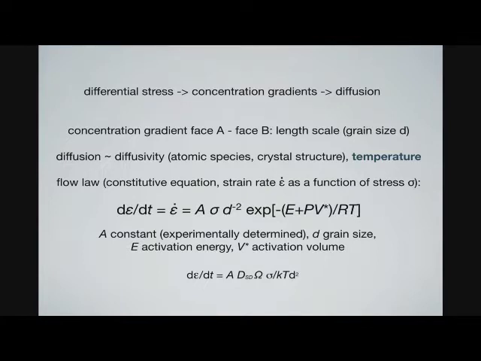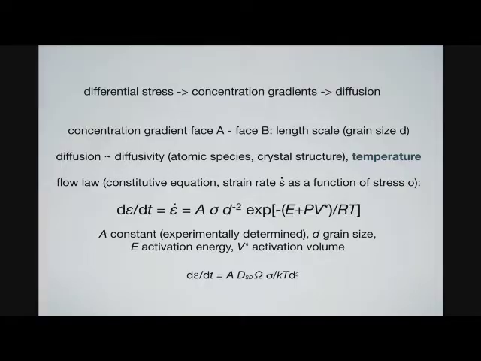Same as chemical diffusion. If you have high concentration, you try to get to a uniform concentration by diffusion. That's the same principle here. Concentration gradient from phase A to B, there's a length scale involved, that's the grain size. And diffusion, that's then diffusivity of the atomic species. And it also depends on the crystal structure, right? Because in this particular example, you diffuse through the crystal structure. And this is where temperature comes in. Temperature is a key player in all of this because diffusion is temperature dependent.